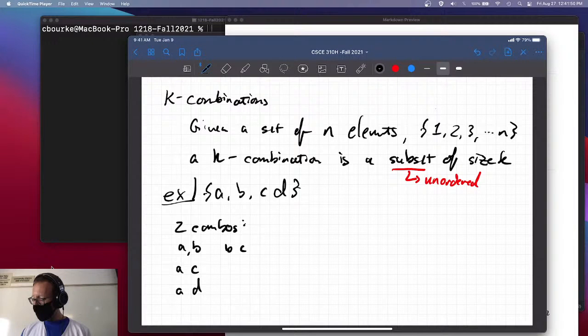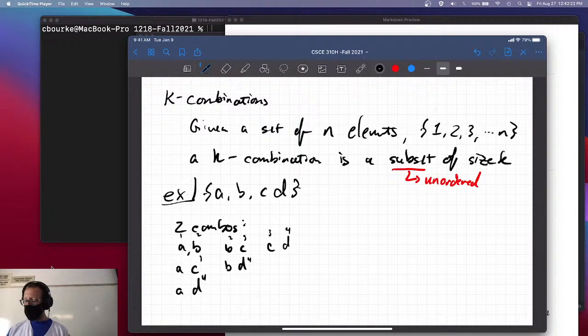BD. And of course, once I got B, I don't need to look back at A. You can see this as my for loop, right? For I being one, and then J being two, three, four. For I being two, and J being three, four. For I being B, C. C is going to be D. And so if it's three and then four, right? And that's all of them, right? So how many K combinations, how many two combinations did there end up being?